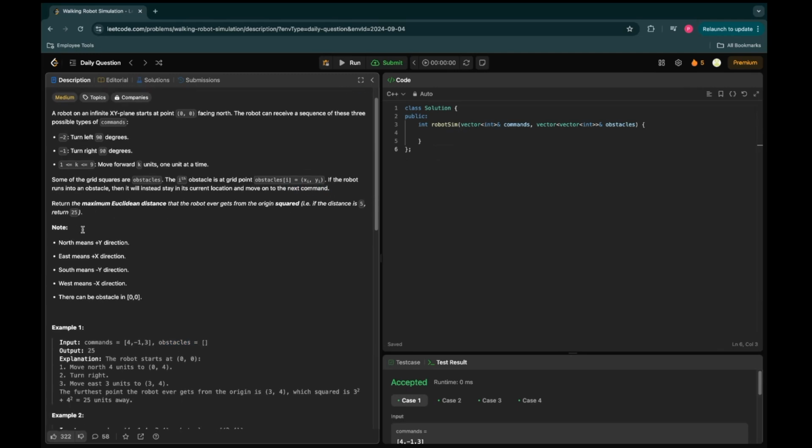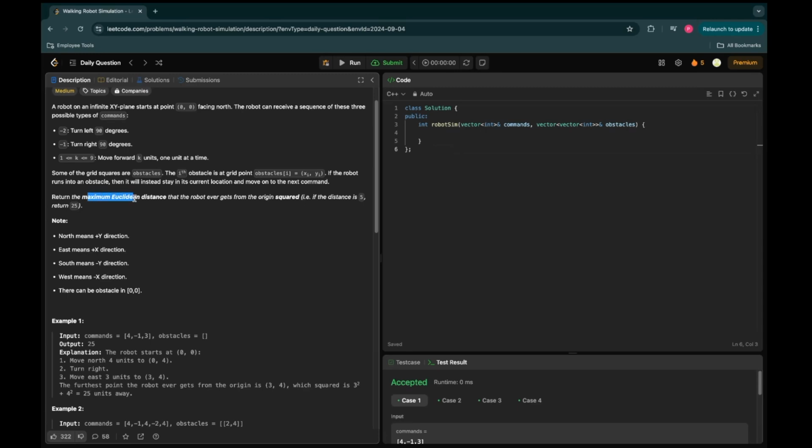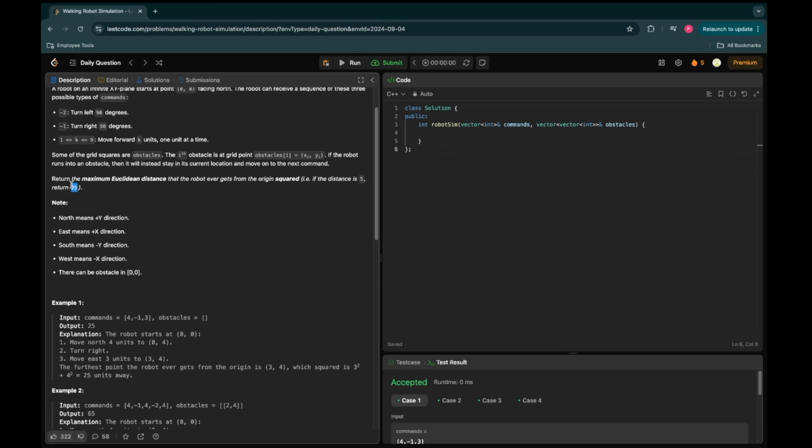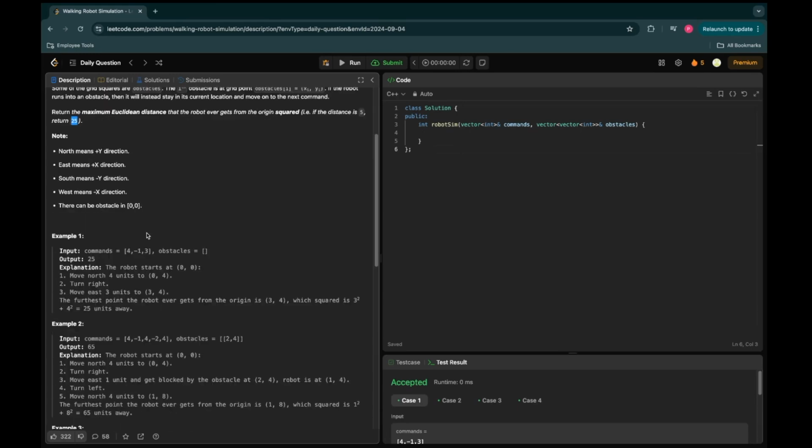And we need to return the maximum Euclidean distance that the robot ever gets from the origin, squared. Meaning if the distance is 5, then we need to return 25. It means 5 squared. So let's see what this is saying.